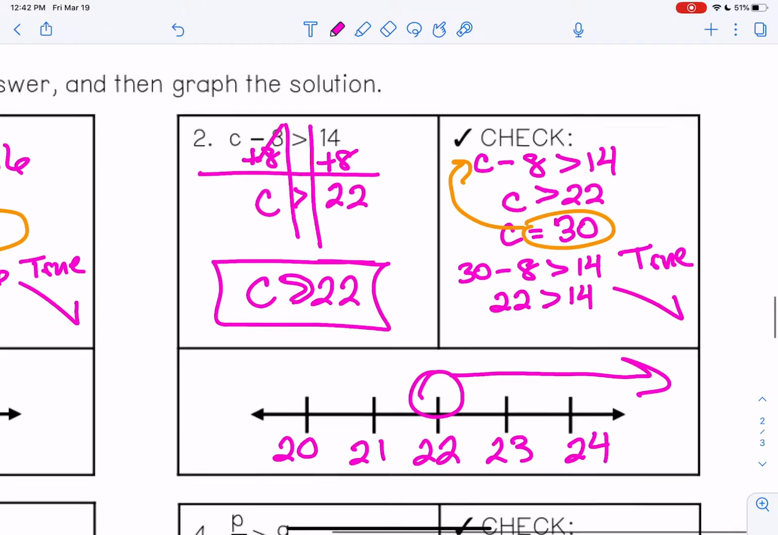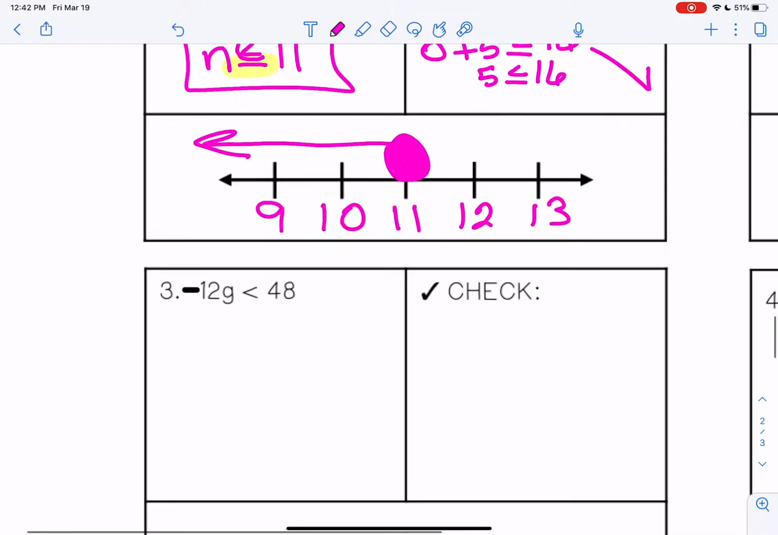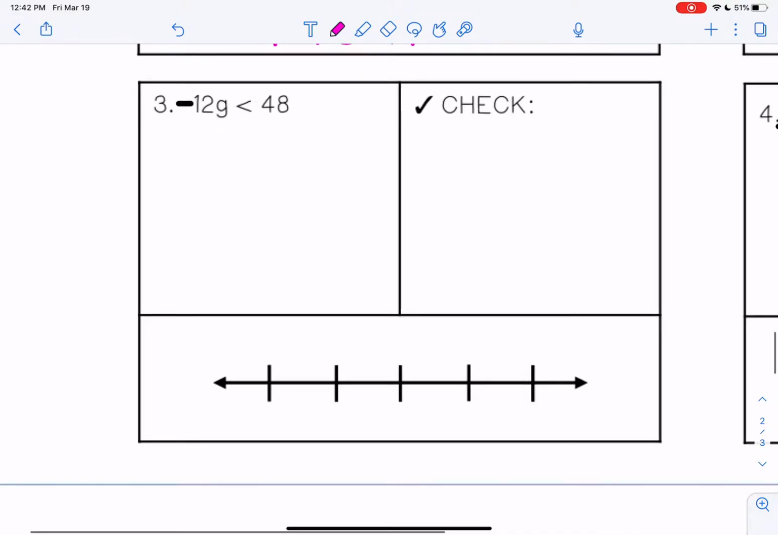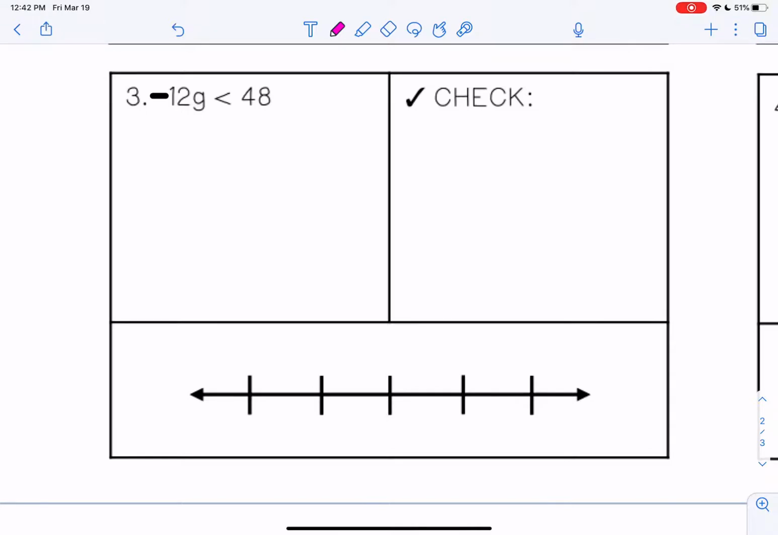Okay. Now, we've looked at a couple of examples that were pretty straightforward. We didn't have to worry about flipping the sign. So let's take a look at what multiplying and dividing looks like. We have to flip the sign. All right, in this example, we have negative 12g is less than 48. So you need to remember that a number next to a variable means multiplication. That's g's 12 times. So that's negative 12 times g.